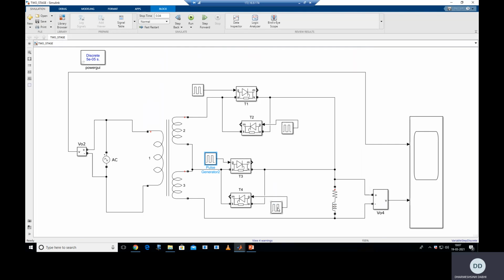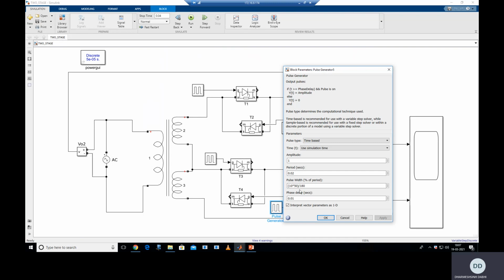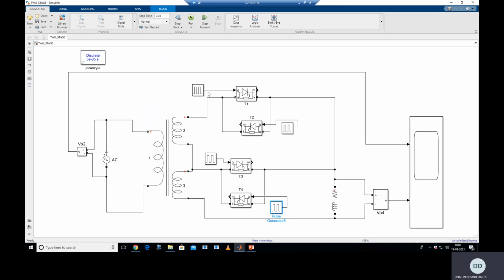Then amplitude, period and pulse width remain as they are, just change the phase delay for thyristor T4, because thyristor T4 turns on at angle pi. So I provide the phase delay of 10 millisecond. It means half the time of the total period. Clear? Now after that, you can see that T1 is turned on in the positive cycle at a particular alpha.